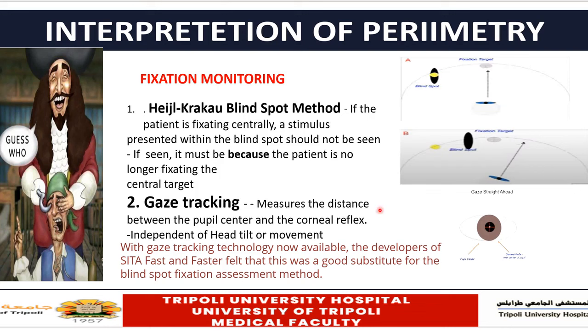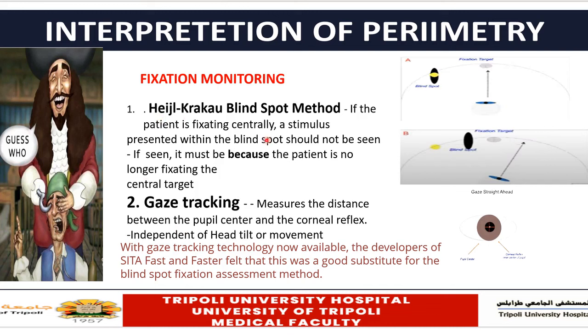It measures the distance between the pupil center and the cornea reflex. As you can see in this image, there is a light reflex for the cornea and the pupil. So it measures the distance between these two. Since it measures the distance between these two variables, it is independent of head tilt or head movement. So it is more reliable than the Heijl-Krakau method.